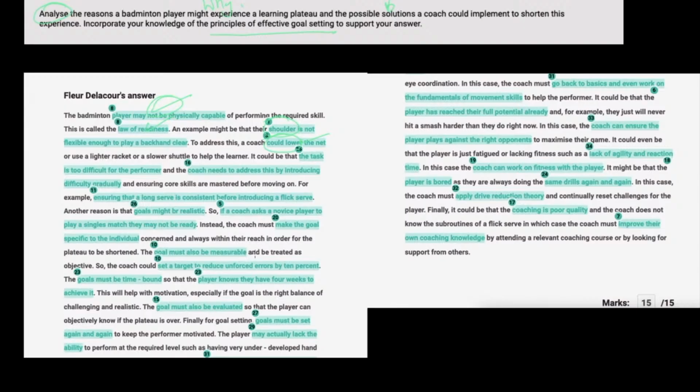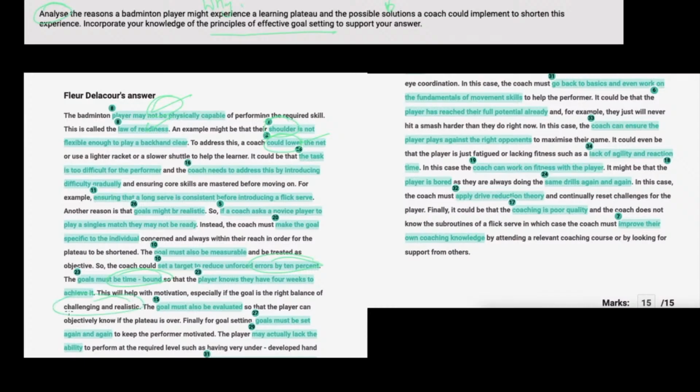Okay, so we've got this notion of measurability from our SMART principle, and it should be treated as objective. So the coach could set a target to reduce unforced errors by 10%. Notice I've got measurability in my example. The goals must be time bound, again straight from my SMART, so the player knows they have 4 weeks to achieve it. This will help with motivation, especially if the goal is the right balance of challenging and realistic.